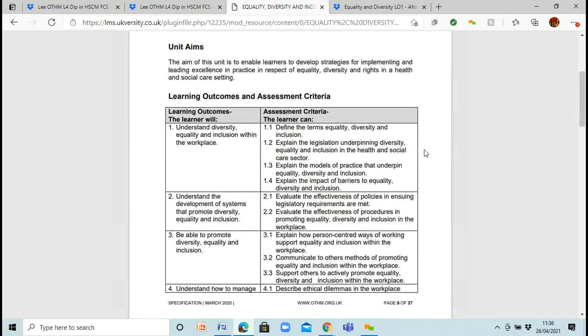So for what we're looking at today, learning outcome 1, there's 4 assessment criteria here. So I'll just go through those. 1.1 is define the terms equality, diversity and inclusion. 1.2 is explain the legislation underpinning diversity, equality and inclusion in health and social care sector. 1.3, explain the models of practice that underpin equality, diversity and inclusion. And the last one, 1.4, is explain the impact of barriers to equality, diversity and inclusion.